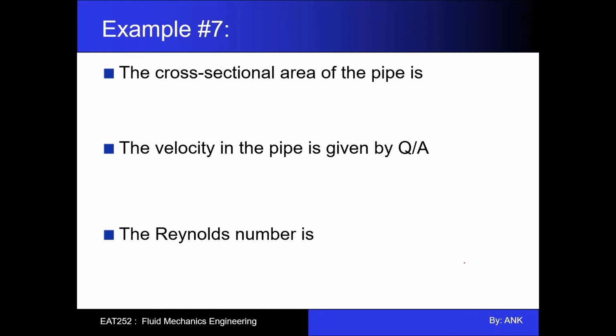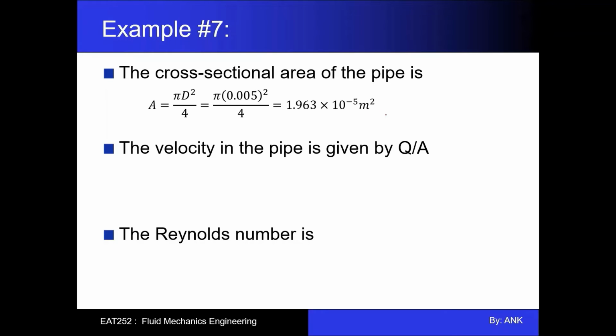Now we calculate the cross-sectional area of the pipe. Because the pipe is a circular pipe, the formula is pi times diameter squared over 4. And when we calculate, we get the cross-sectional area of the pipe is 1.963 times 10 negative 5 meter square.